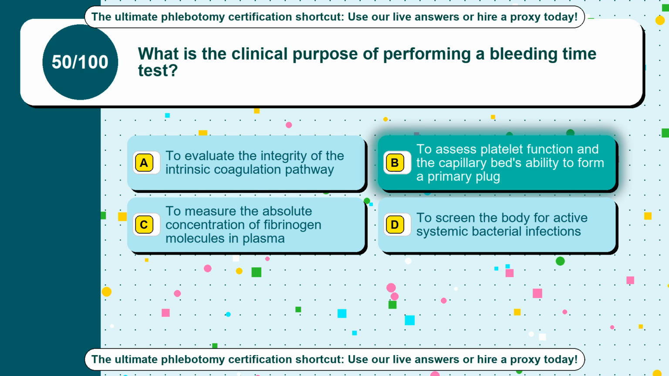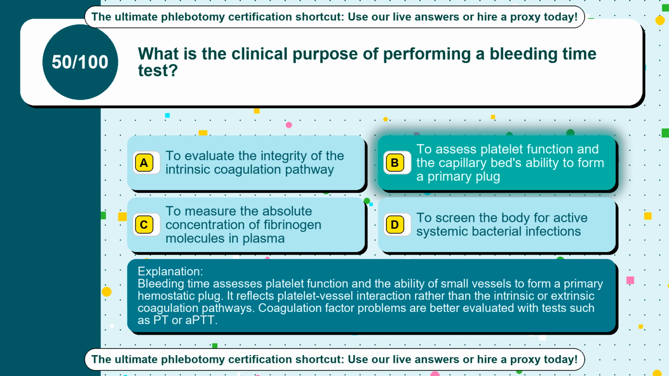To assess platelet function and the capillary bed's ability to form a primary plug. Bleeding time assesses platelet function and the ability of small vessels to form a primary hemostatic plug. It reflects platelet-vessel interaction rather than the intrinsic or extrinsic coagulation pathways. Coagulation factor problems are better evaluated with tests such as PT or APTT.